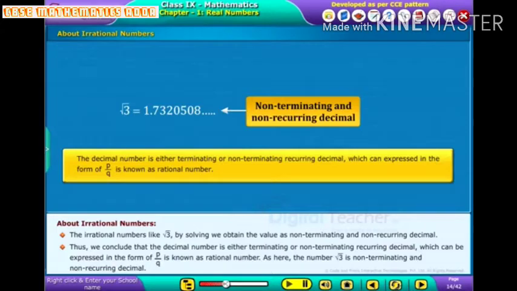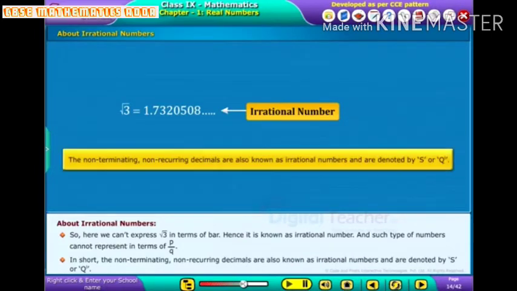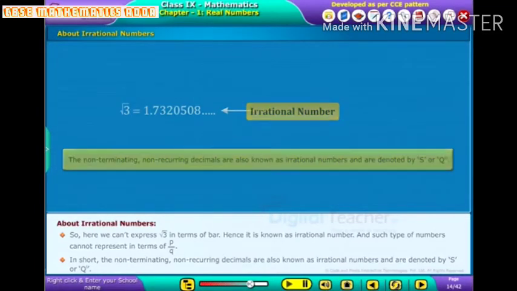As here, the number √3 is non-terminating and non-recurring decimal. So, here we can't express √3 in terms of bar. Hence it is known as irrational number. And such type of numbers cannot be represented in terms of p by q. In short, the non-terminating, non-recurring decimals are also known as irrational numbers and are denoted by S or Q dash.